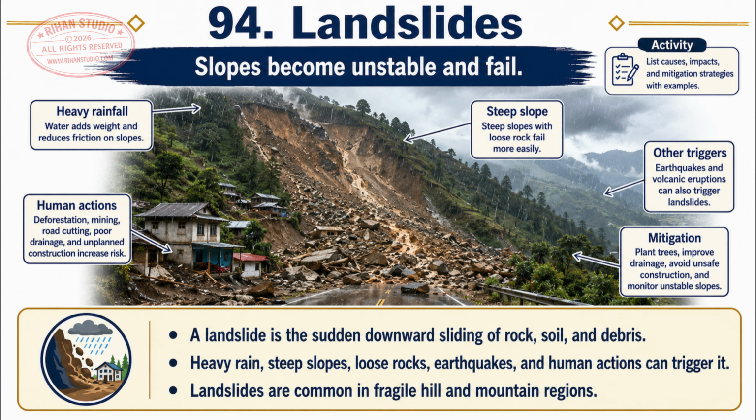A landslide is the sudden downward sliding of rock, soil, and debris on a slope. Natural triggers include heavy continuous rainfall, where water adds weight and reduces friction, earthquakes and volcanic eruptions that shake the ground, and steep slopes with loose rock. Human actions: deforestation, mining, road cutting, unplanned hillside construction, and poor drainage make slopes even more unstable.